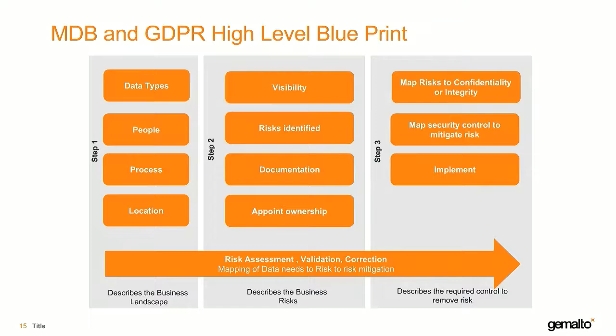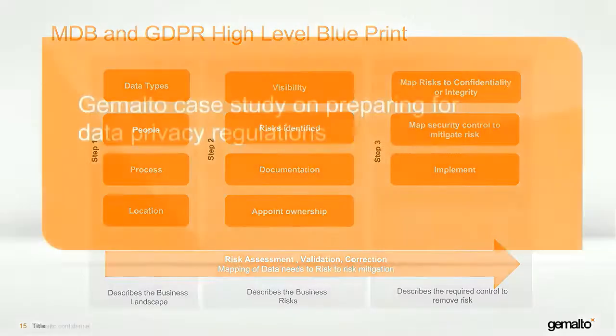So this is a very brief highlight of where some things actually occur. On the left-hand side, we've got step 1, step 2, step 3. So step 1 is data types, people, processes, locations. Step 2 is visibility, risks, documentation, and appointing ownership. And step 3 is mapping those risks, mapping the security controls, and implementing those policies. Now, clearly, this is something that is going to be cyclical, so you are going to be continuously doing this. So you need to make sure you have the relevant people internally lined up to be able to match and monitor how all of this actually happens.